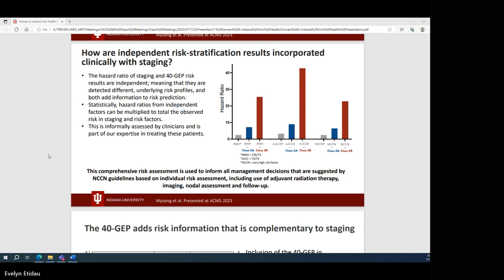But when we add and layer the accuracy of the 40-GEP in the context of the known risk factors of staging of the tumor, which provides a more comprehensive, individualized risk assessment by integrating the clinical, pathologic, and gene expression profile results, I can improve the accuracy of my risk assessment, as shown in the blue and red bars in each column, depending on the result of the gene testing. Next slide.